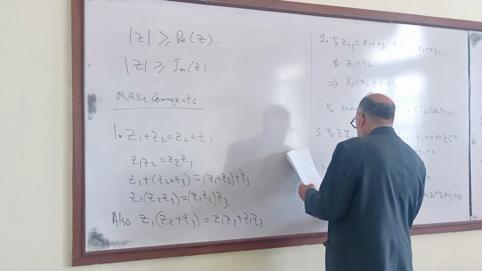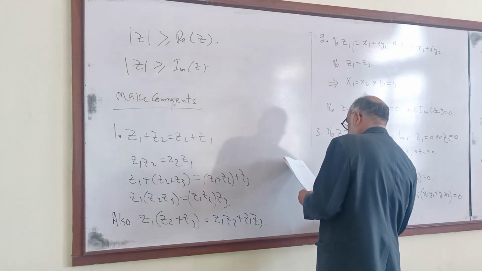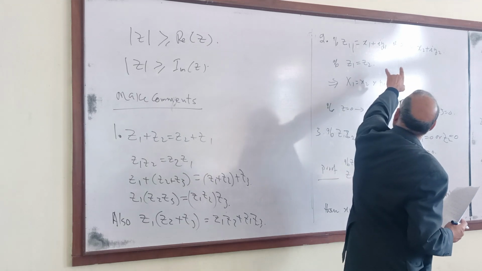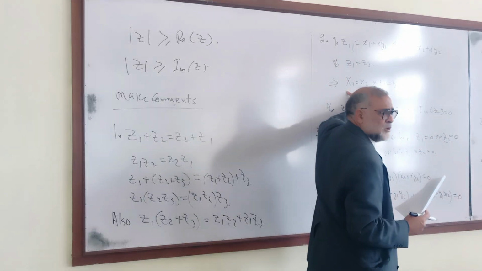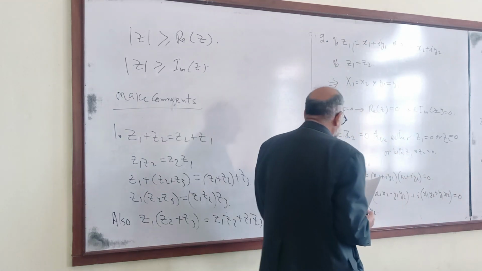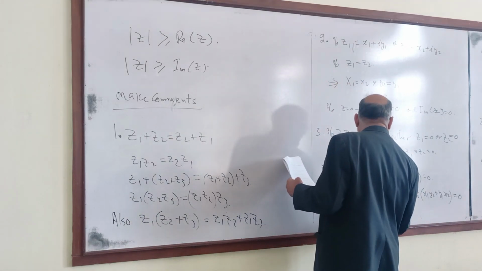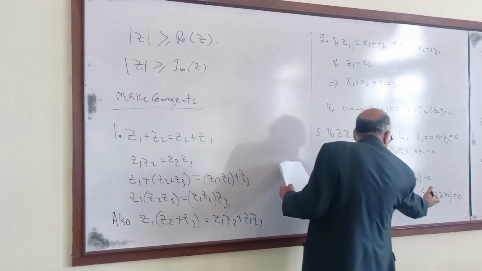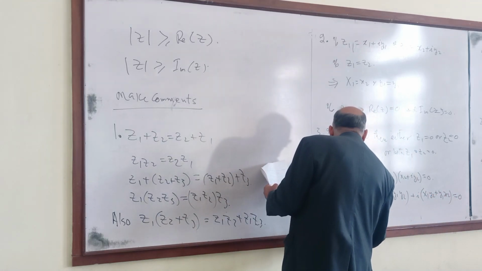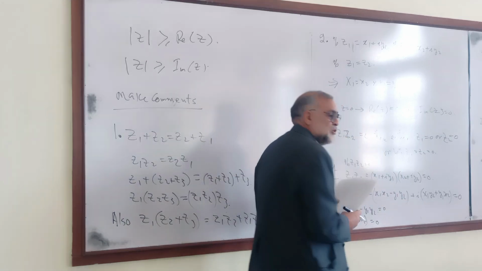Then x1 x2 minus y1 y2 is equal to 0, and the imaginary part x1 y2 plus y1 x2 is also equal to 0. Both are equal to 0.